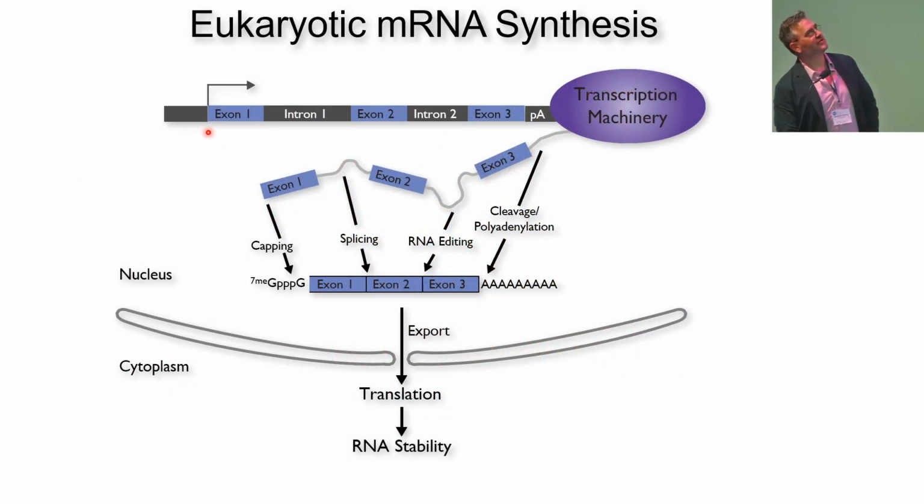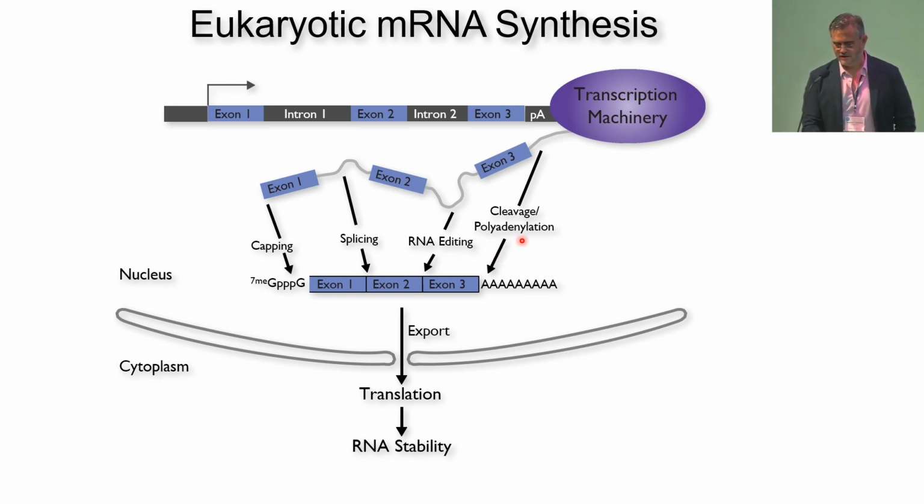When eukaryotic genes are transcribed, they first make what's called a pre-messenger RNA. These pre-messenger RNAs undergo a whole series of RNA processing events to generate the mature messenger RNA. These include capping at the 5' end, splicing, which removes intervening sequences called introns and joins the exons together. There's also RNA editing, where adenosine residues in the RNA are converted into inosine, and that changes the potential protein coding capacity of the genes.